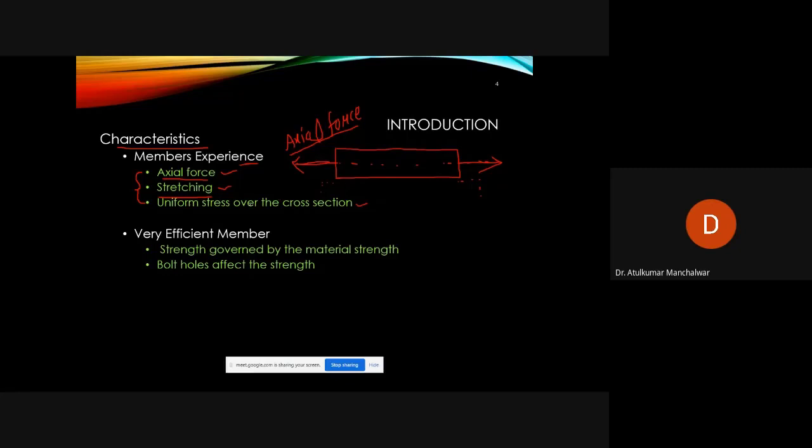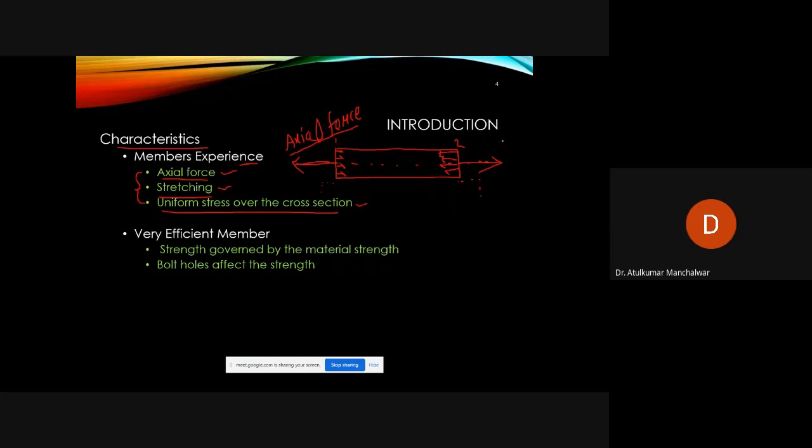Okay, next property is uniform stress over the cross section. Yes, if you measure the stress from point number 1 to point number 2, you will observe that the stresses will be uniform, because the value of the force will be the same throughout the length. It will not change. So stresses throughout the length will be the same.